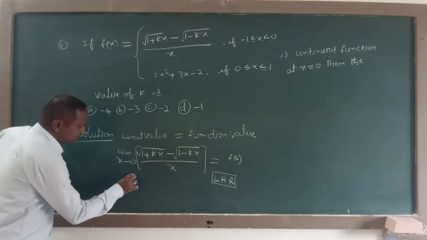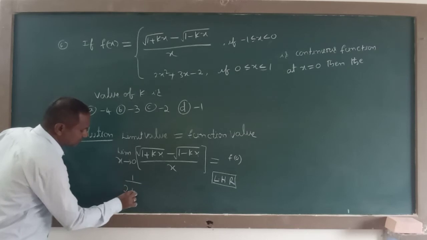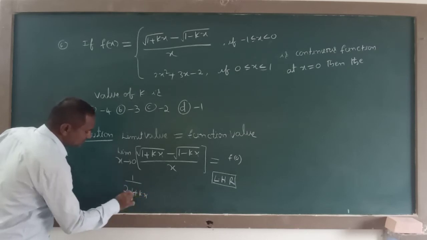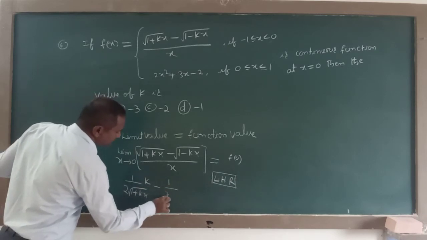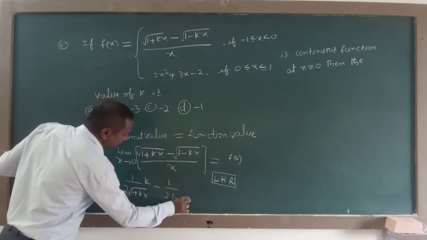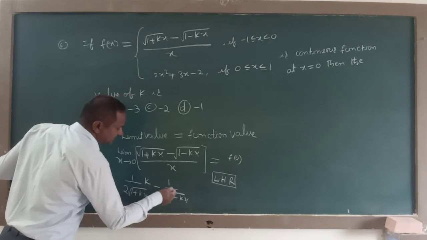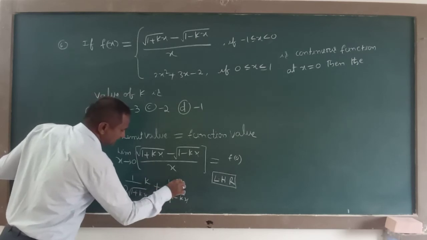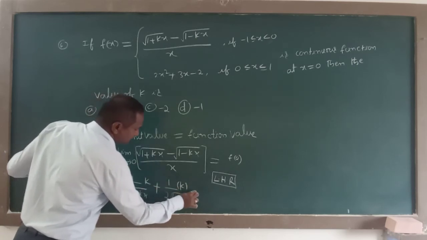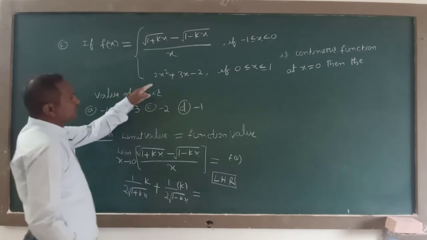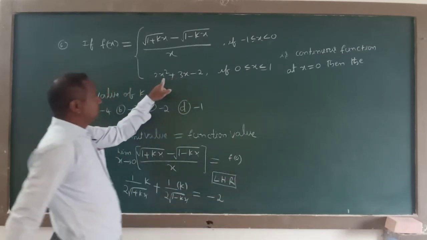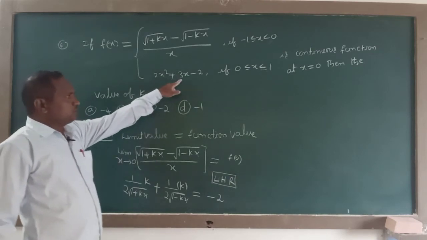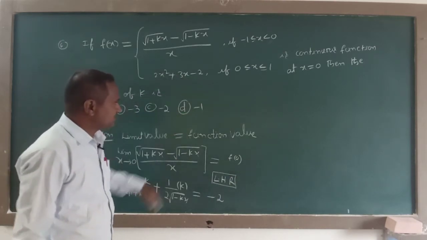The derivative of root x is 1 by 2 root x, so 1 by 2 root of 1 plus kx into k, plus 1 by 2 root of 1 minus kx into minus k, is equal to f of 0. Apply 0 here: the numerator gives 0, and the denominator gives 2, so this is minus 2.